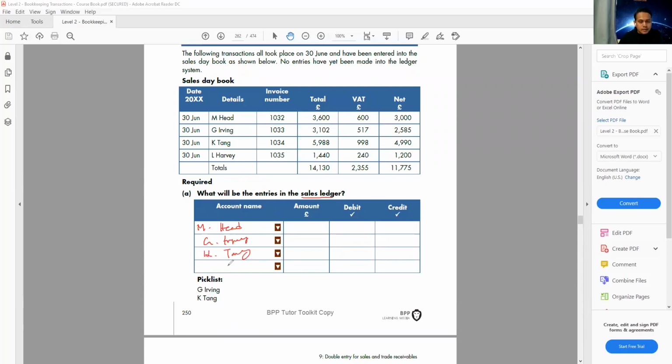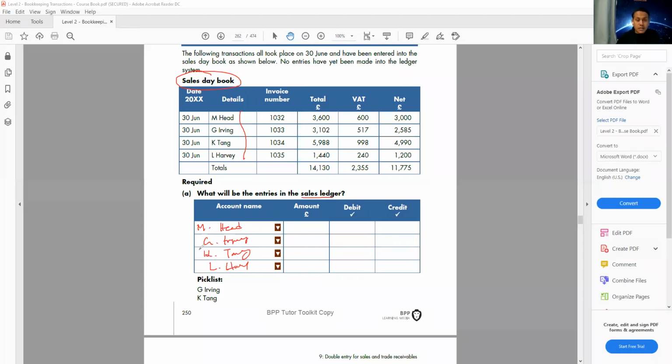And I'm going to write L Harvey. All they are my credit customers. How do I know all they are my credit customers? Because this is my sales day book, and on the sales day book, I only record the credit customers. How do I know that? Because it's a sales day book. On the sales day book, I record only the credit sales.